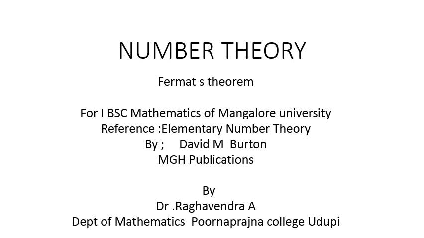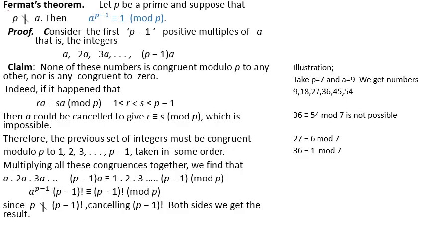This is on Fermat's theorem in number theory. Now we shall prove Fermat's theorem, which is also known as Fermat's little theorem. P is any prime. A is a number such that P cannot divide A. Then the result says A power P minus 1 is congruent to 1 mod P. The meaning of this is, when you divide A power P minus 1 by P, then the remainder is 1.